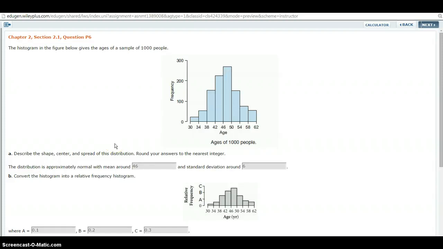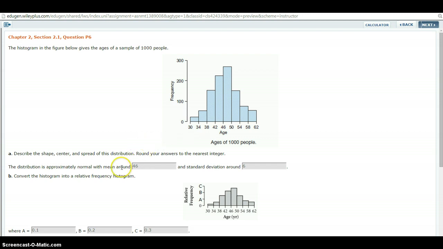Okay, here we have a histogram, and we're asked some questions about the distribution of these 1,000 people. And notice all that this is telling us is the ages of these people. The higher the bar tells us there's more people within that age range. So for example, let's just take a look at a specific bar. This bar right here would be 38 to 42, and there would be about 150 people in this population that are between 38 and 42.